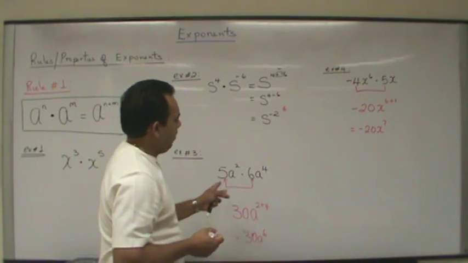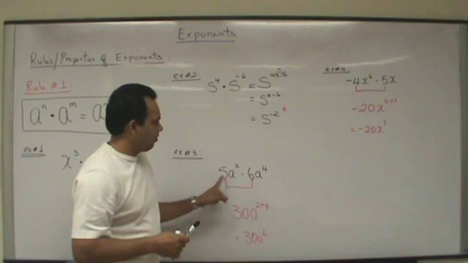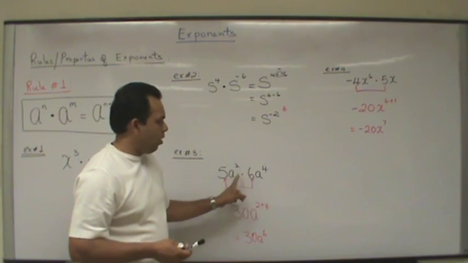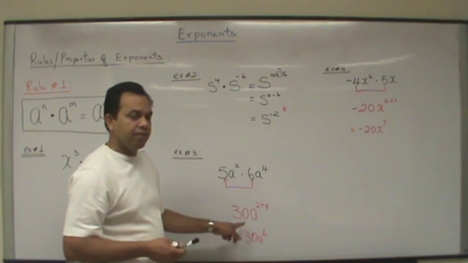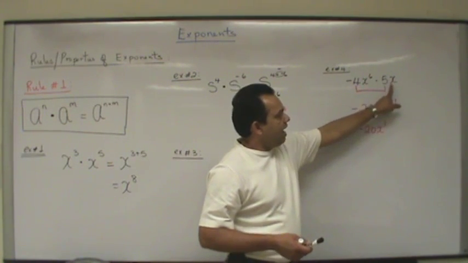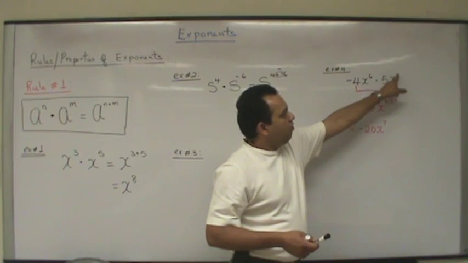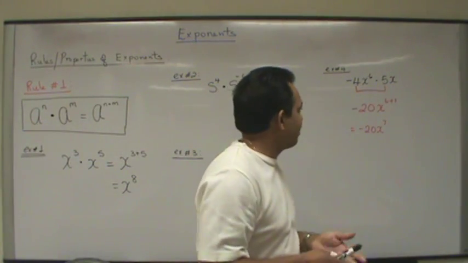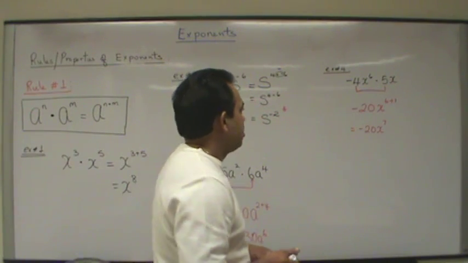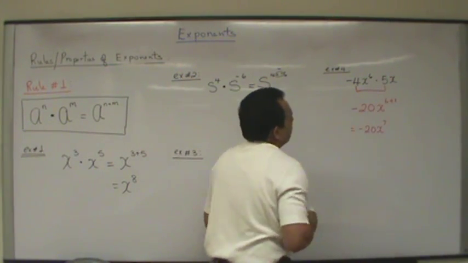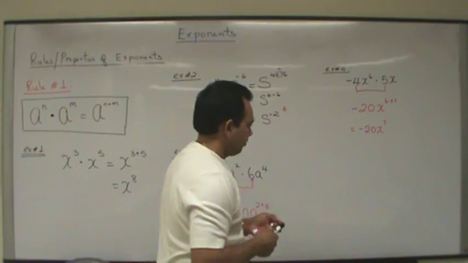So be very careful, two things. When you have the coefficient, you multiply the coefficients, and then you add the powers if the bases are the same. In example 4, the bases are the same, but visibly we don't see an exponent there, but there is an exponent there of 1. So it's x to the 1 here.